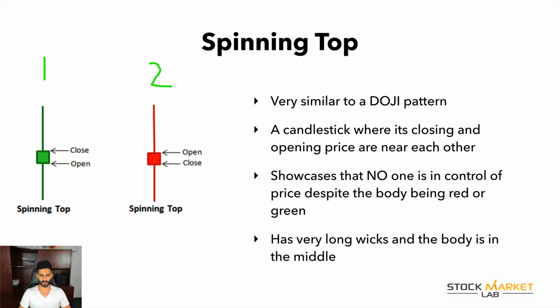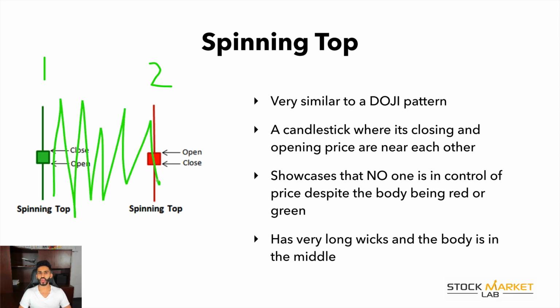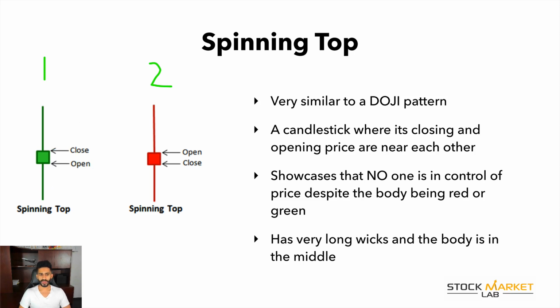A lot of people get this wrong because they see the green. Like, oh, it's a green small body, that means bulls have more control. No. If I see a spinning top, or a candle formation looking like this, I'm not interested, because look at the price. It's all over the place. No one has control.